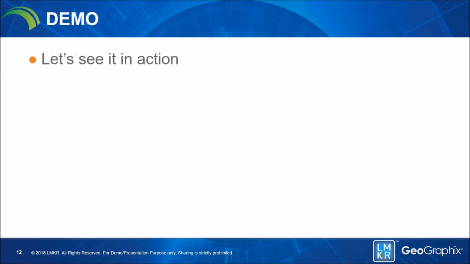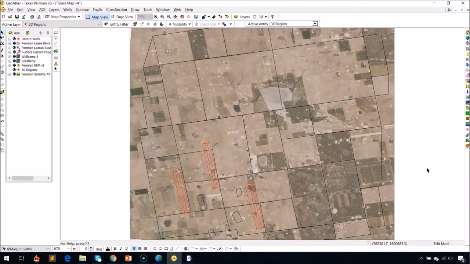All right, folks, let's go ahead and see all of this in action. Let's take a look at the actual demo. So we have GeoAtlas open. This is the Permian Basin, and let's go ahead and go through the workflow.